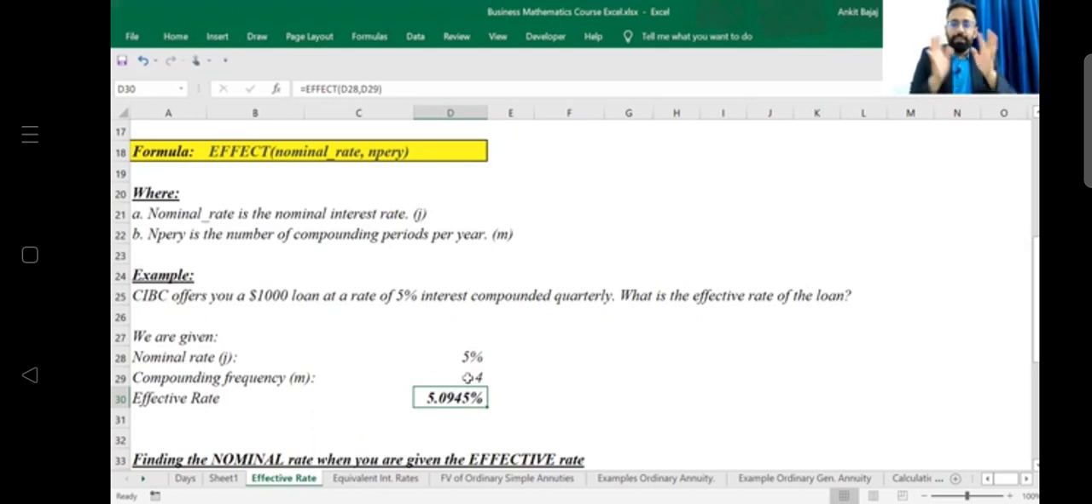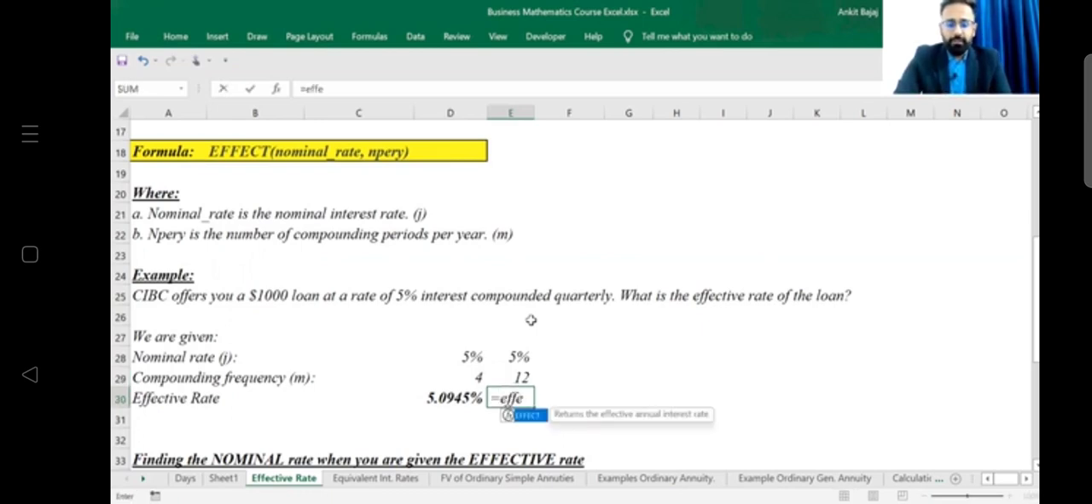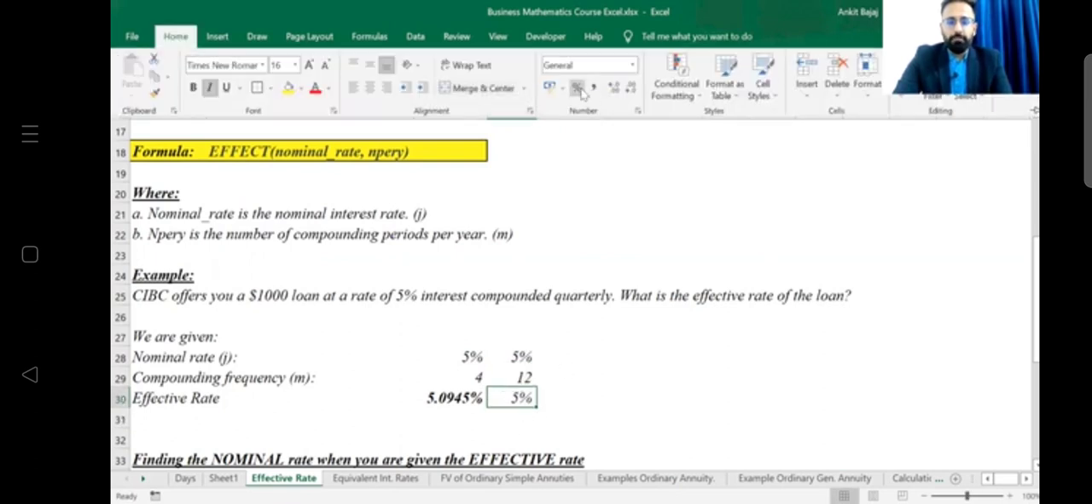If you are solving manually, you have to calculate a lot and it will take more time. In Excel, you can calculate quickly. Let's suppose the compounding is monthly, so what will be the effective rate? I'm just assuming, it is not given in the question. If compounding is monthly, there will be 12 compounding periods. So I apply the EFFECT formula here with the nominal rate and the number of periods in a year, and press enter. You can see the rate is now 5.12%. So as compounding becomes more frequent, the interest rate will be higher.